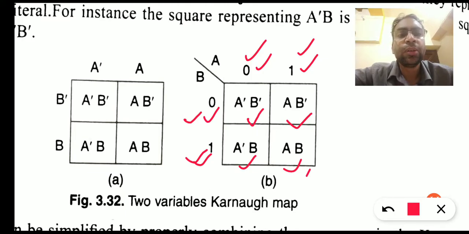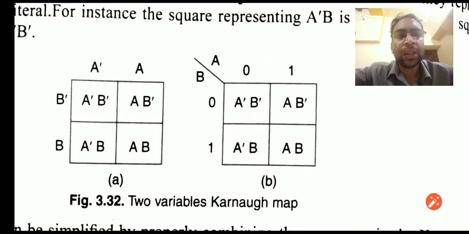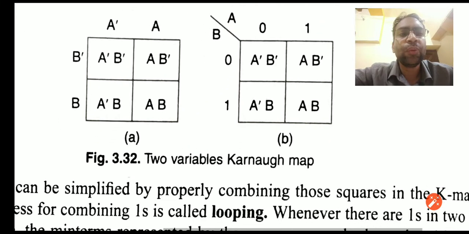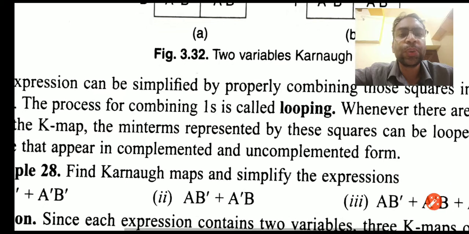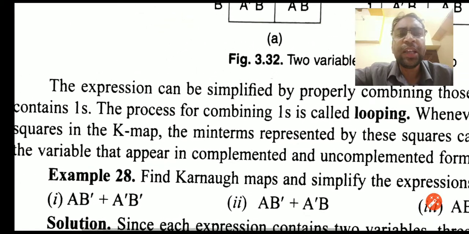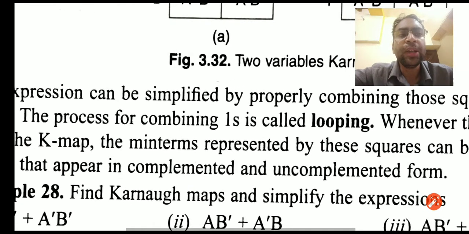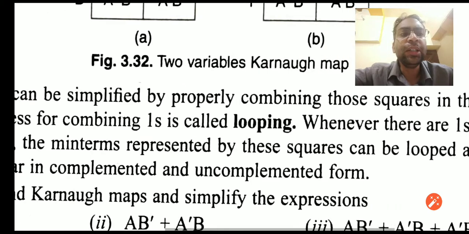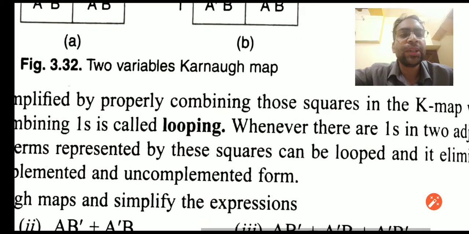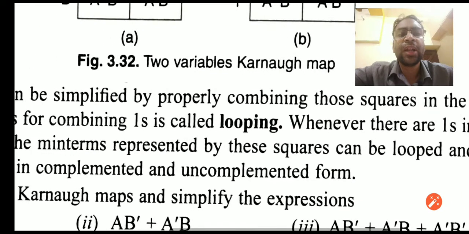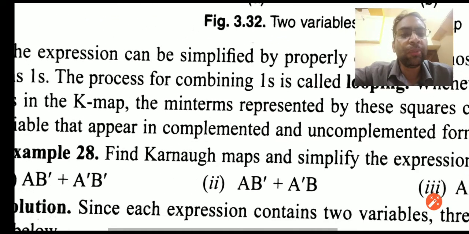So this is a Kmap with 2 variables. Now let us see with some examples how we can solve the Boolean expression using the Kmap. In the Kmap we have to go through a process that is called looping, which is actually combining these squares. By just combining these squares we can reduce the expression. That is actually the simplification method.